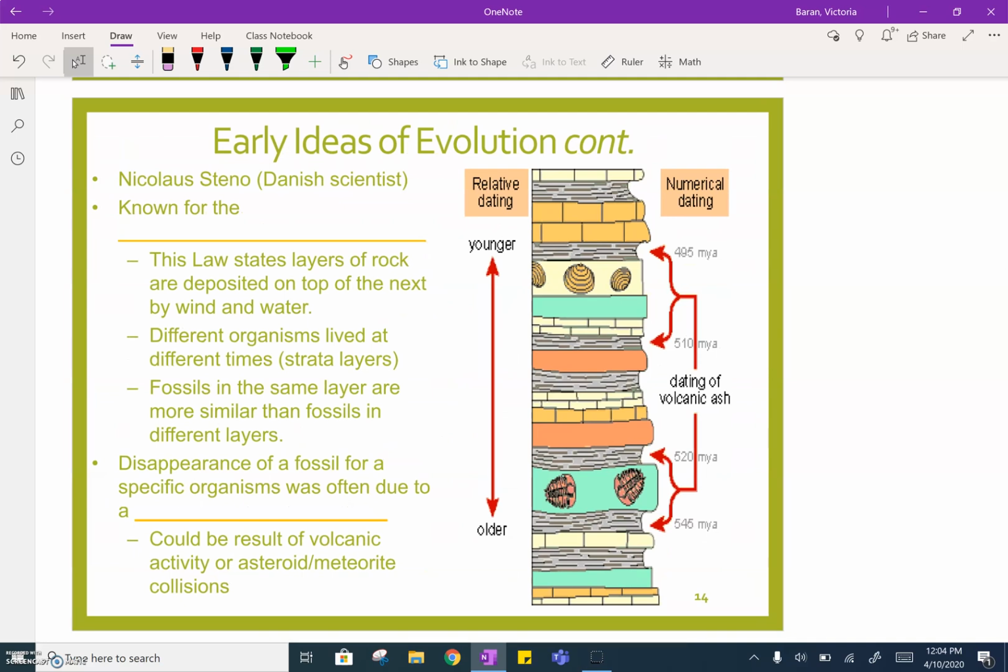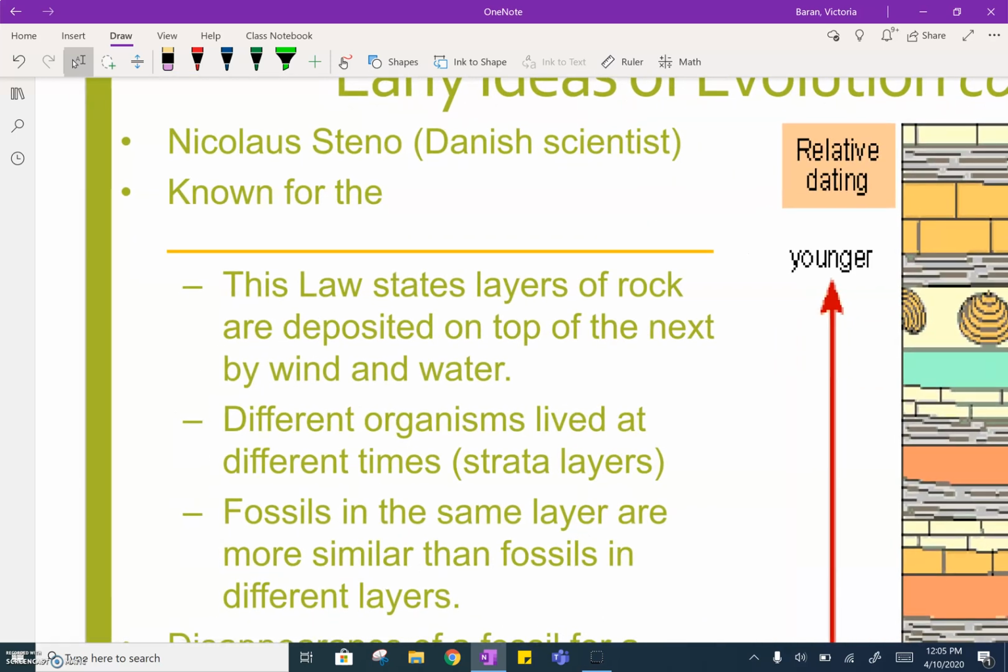We also have another scientist, Nicholas Steno, and he is known for what we call the law of superposition. So this law states a couple of different things. So one, layers of rock are deposited on top of each other by wind and water. And of course, the oldest layers being at the bottom and the newest layers being at the top.